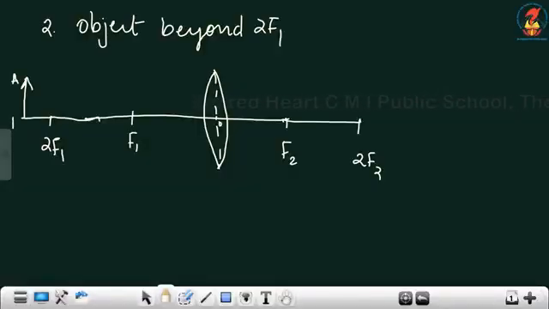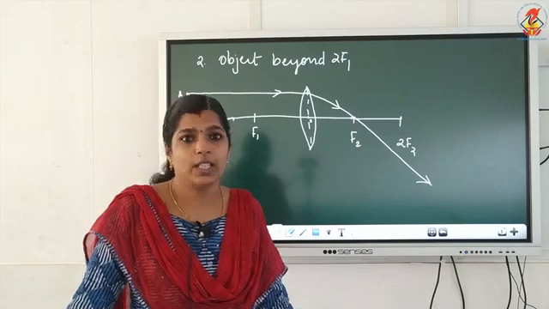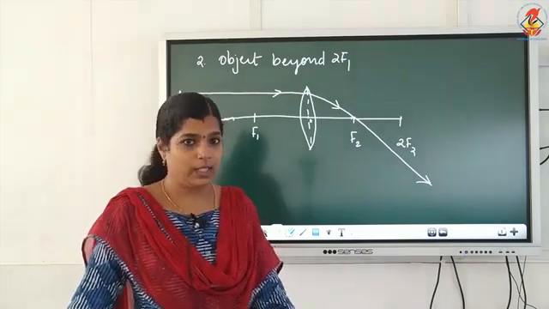Name it as AB. Now, a ray of light parallel to the principal axis, after refraction, passes through the principal focus on the other side of the lens.